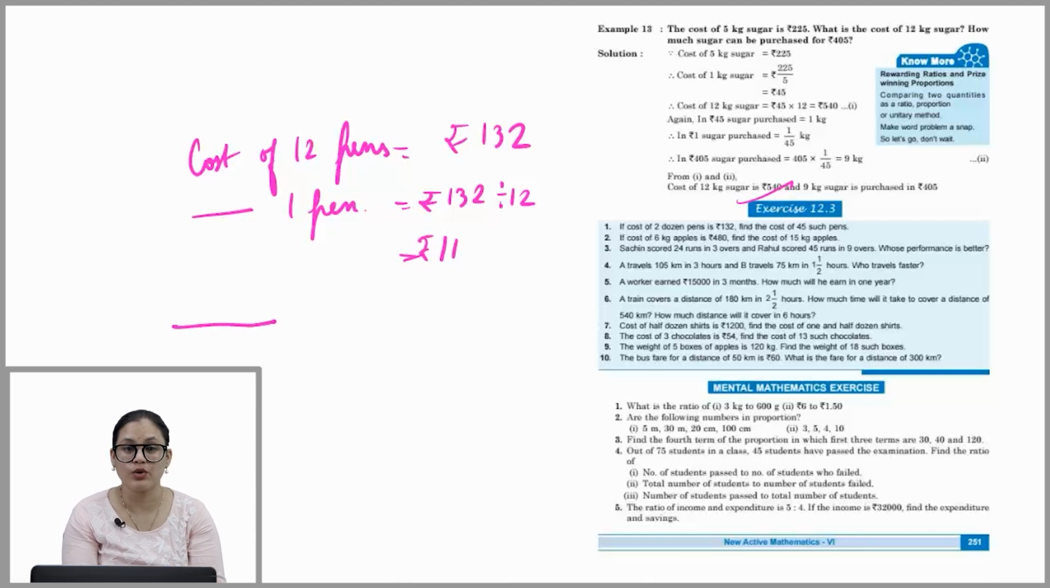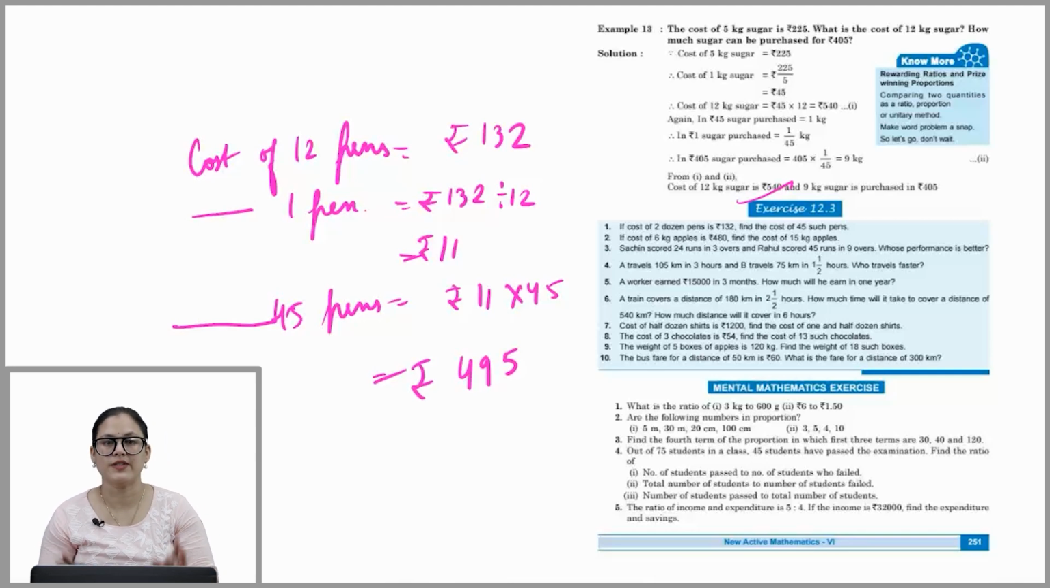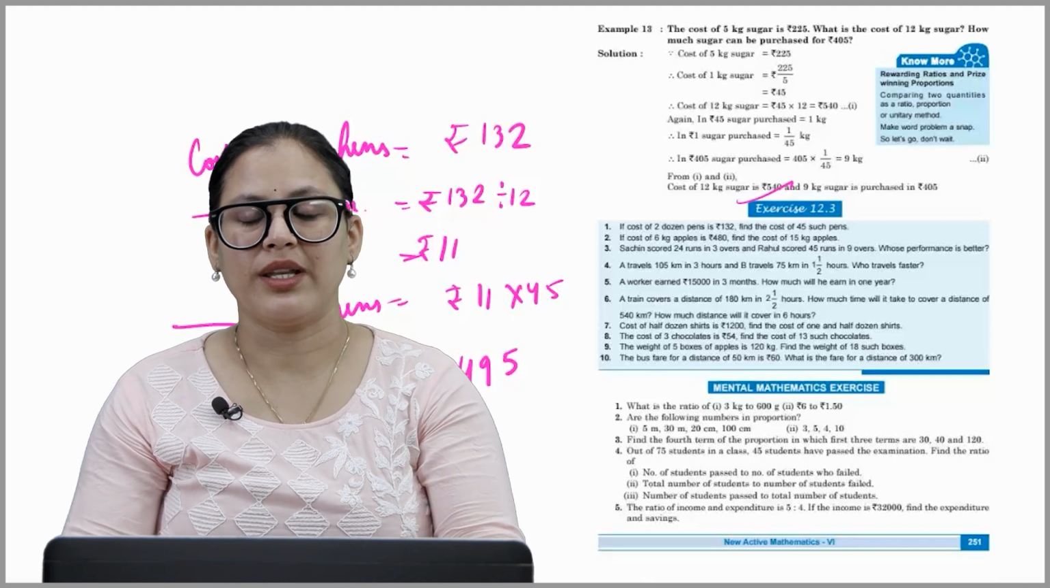Now you have to find out the cost of 45 pens. Okay, rupees 11 into 45. Okay, 5 ones are 5, 4 carry 4, 4 ones are 4 plus... 495 is the cost of 45 such pens. Right, students? Now you will do practice of the remaining questions.